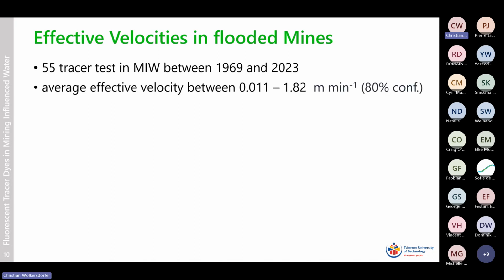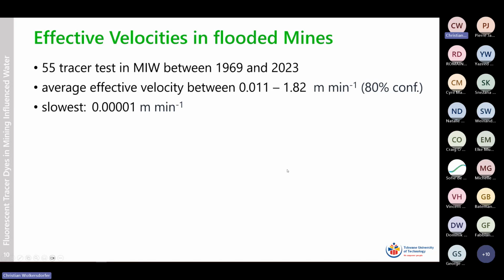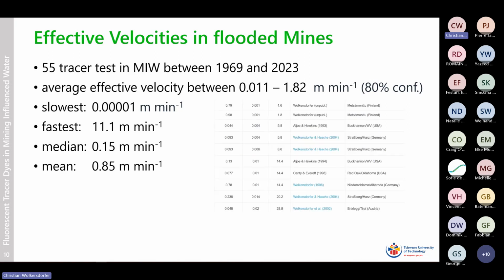And the average effective velocity is between 0.011 and 1.82 meter per minute, and this is the 80% confidence interval. The slowest one, I don't read it out, you can read it by yourself, very slow, water was basically standing. The fastest one, 11 meter per minute, so the water is really flowing through the mine. But the median is around 0.15 meter per minute, and the mean value 0.85 meter per minute.